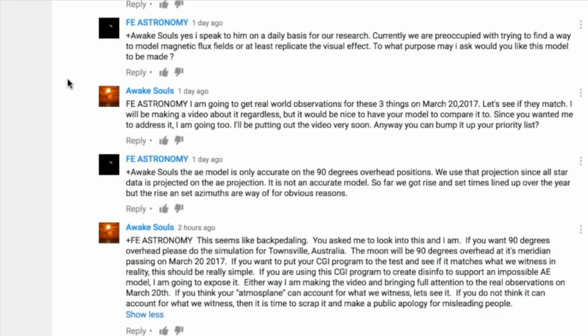So then I respond, this seems like backpedaling. You asked me to look into this and I am. If you want 90-degree overhead, please do the simulation for Townsville, Australia. The moon will be 90 degrees overhead at its meridian passing on March 20th, 2017. If you want to put your CGI program to the test and see if it matches what we witness in reality, this should be really simple.